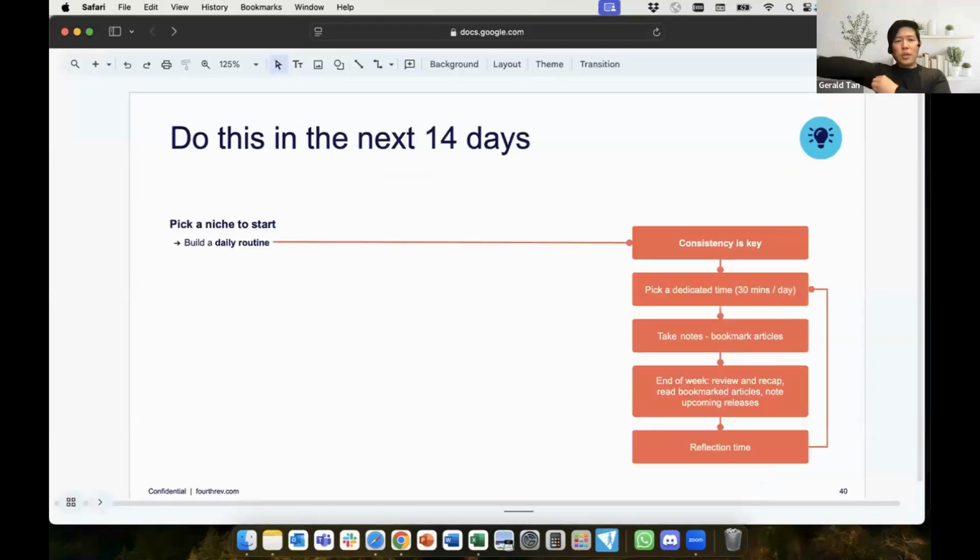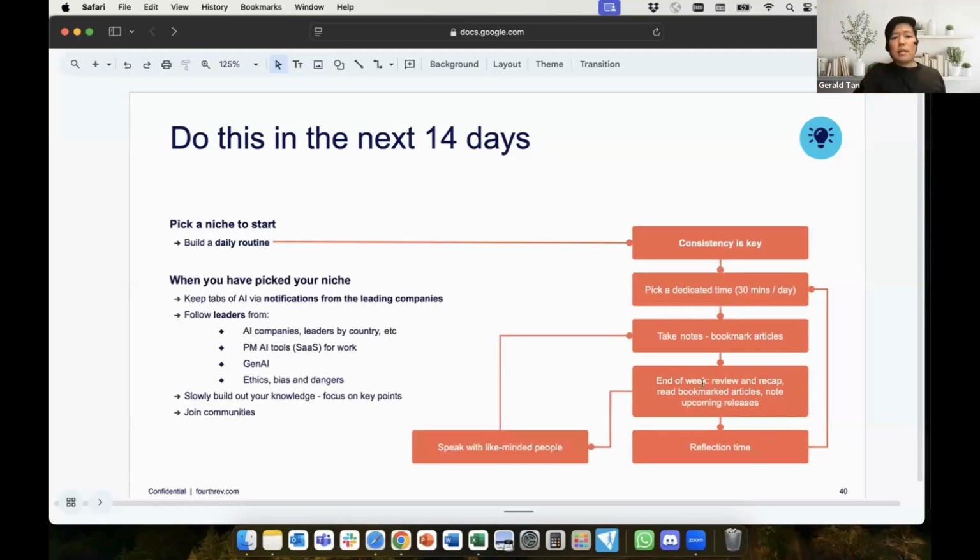And do this in the next 14 days, right? Pick a niche, but you need to develop a daily routine. And I can only say one thing, and that is consistency is the key. So pick a dedicated time, 30 minutes a day, anytime. When you're waking up, lunch, tea, before you sleep, probably better not before you sleep. Take notes, bookmark articles, and end of week, I want you to review and recap, read all your bookmark articles, note what's coming soon, reflect, right?